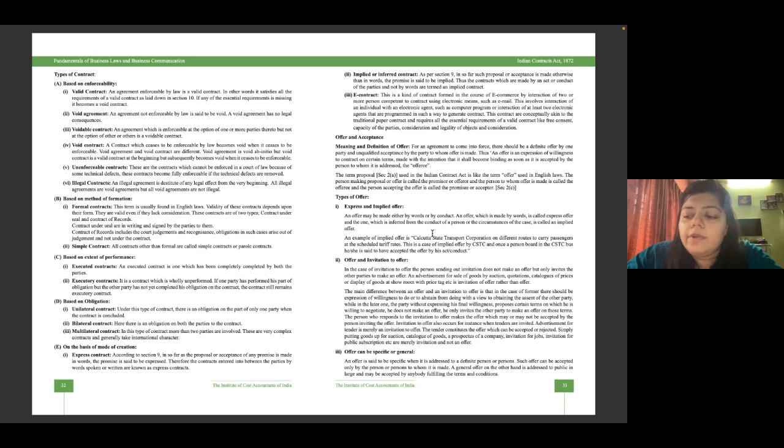Now, when we are talking about offer and acceptance, what exactly is understood by offer and acceptance? The meaning and definition of offer and the types of offer have been described. So the meaning and definition of an offer talks about how, for an agreement to come into force, there should be a definite offer by one party and an unqualified acceptance.